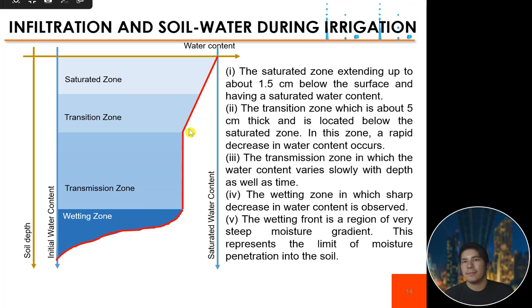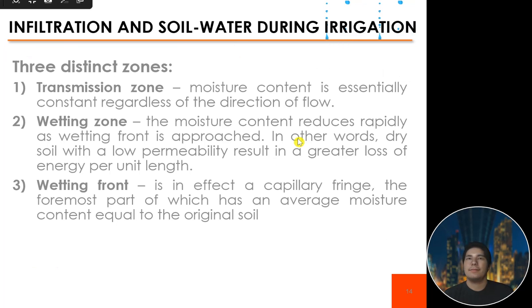Pa-decrease yung water content until such time na almost slowly na, no? Like almost linear na siya, and then ito, no? Sharp decrease in water content sa wetting zone. So the wetting front is a region of very steep moisture gradient. So this represents the limit of the moisture penetration into the soil.